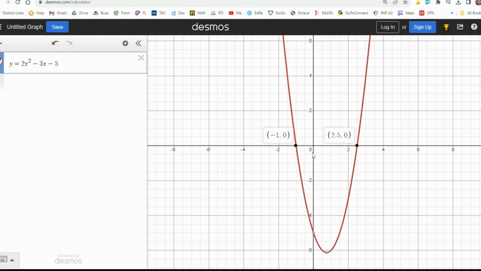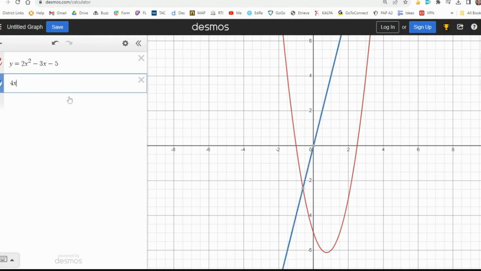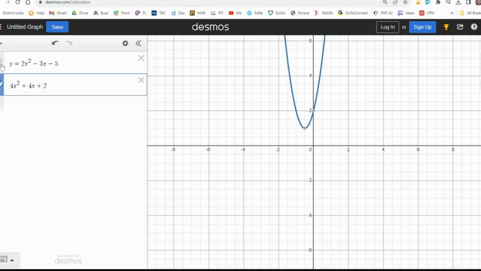But let's go over one other case here. Let me put a different equation up here. How about if we have an equation like this? 4x squared plus 4x plus 2. Let me turn off the other one. What are the solutions to this equation? Now, it is a quadratic equation, right? You see the x squared. So there are 2 solutions. The fundamental theorem of algebra tells us there are 2 solutions.